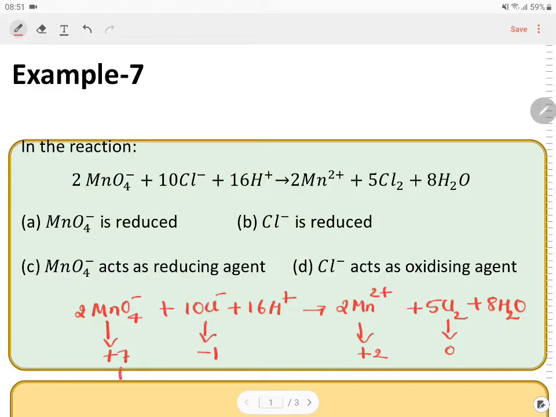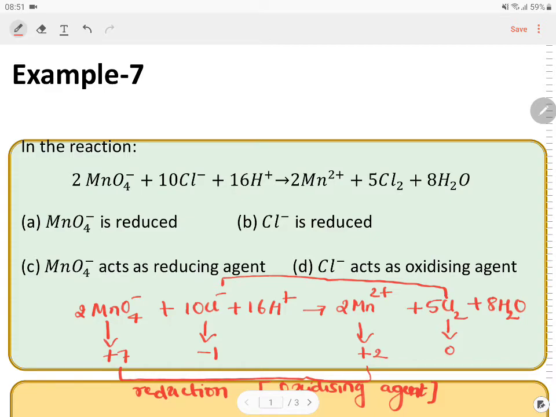Now from +7 to +2, it is gaining of electrons, or decrease in oxidation number. Decrease in oxidation number is nothing but what? Reduction. Therefore, MnO4 minus ion undergoes reduction. As per the definition, the one which undergoes reduction becomes an oxidizing agent. Oxidizing agent.